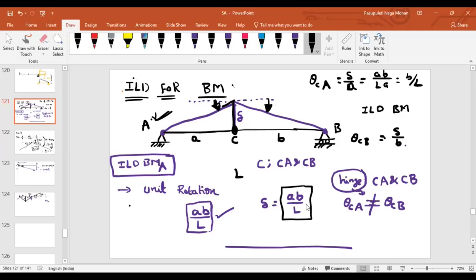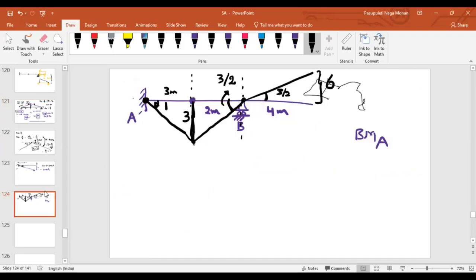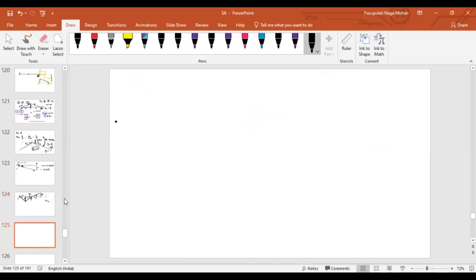Just out of curiosity, I have given you this to see whether you will catch that as it is a pin support, you can directly say there is no ILD. That's my intention. These are the diagrams like ILD for reactions, ILD for bending moment, and ILD for shear forces. Can I give you a simple one?